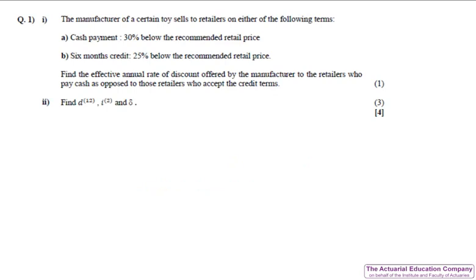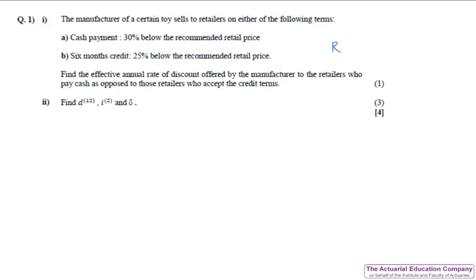So this question tests interest rates from chapters 2 and 3. In part 1, we've got two options: a cash payment of 30% below the recommended retail price and 6 months credit at 25% below the recommended retail price. And we have to solve them to get the annual rate of discount. Well, presumably these two terms are equal, and so we're going to have to equate them to find the rate.